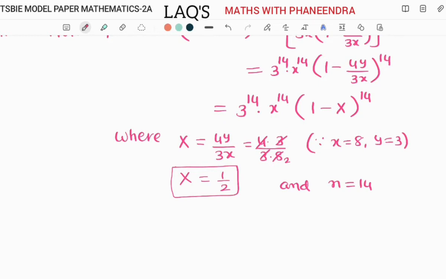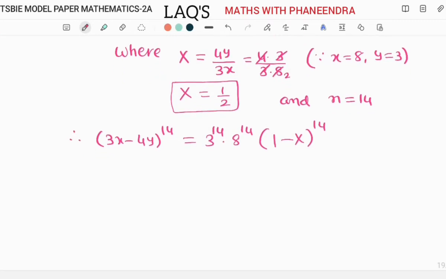First you need to calculate the expansion clearly. So therefore 3x minus 4y whole power 14 can be written as 3 power 14, that small x value is what? 8. 8 power 14 into 1 minus capital X. Don't write the capital X like this, you can leave it, whole power 14. So this expansion is equal to this one. For this we need to calculate the greatest numerically term. So for that we need to calculate the value of m. So what is m here?